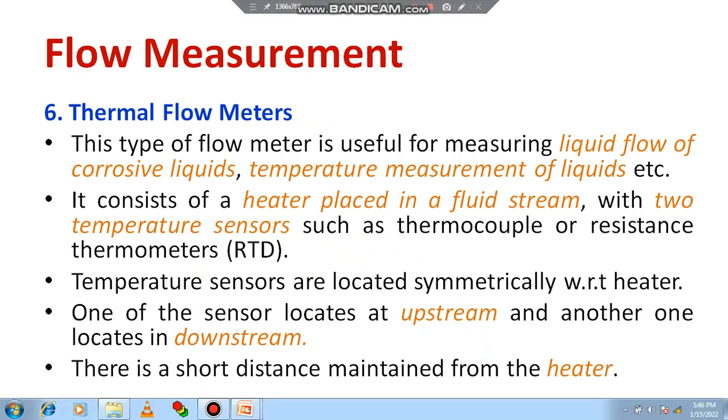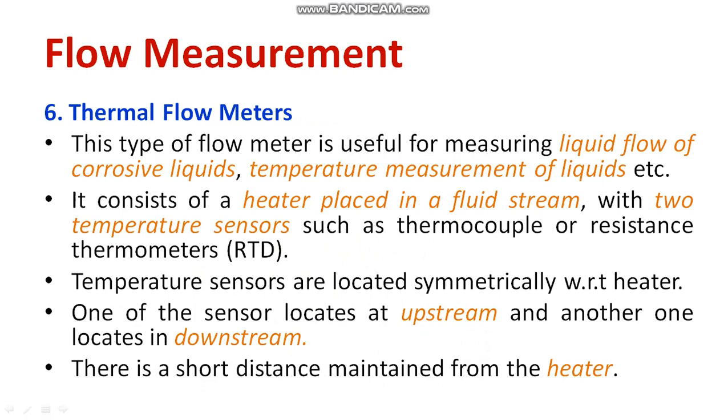This type of flow meter is useful for measuring the flow of corrosive liquids, some kinds of chemicals where normal types of measurements are not admissible, temperature measurements of special liquids, etc. It has a heater, which I mentioned, and two temperature sensors, either thermocouple or RTD. The temperature sensors are located symmetrically with respect to the heater, as I have shown in the diagram. One sensor is located upstream, another downstream. As the flow starts, there is a temperature difference. If there is no flow, there is no temperature difference, and a short distance is maintained from the heater; isolation is maintained.